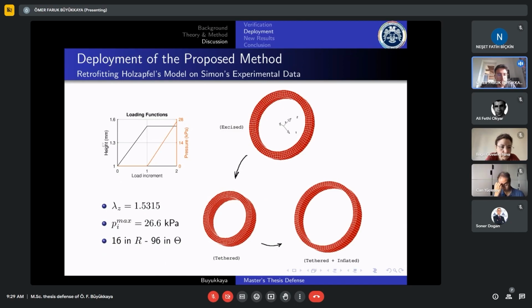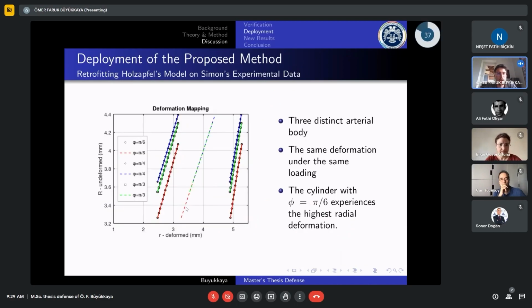The load is applied in two increments. In the first increment we applied the extension, and in the second increment we applied the pressure load, having a mesh such that we have 16 elements in the radial and 96 elements in the tangential direction. So the resulting mapping is presented here.